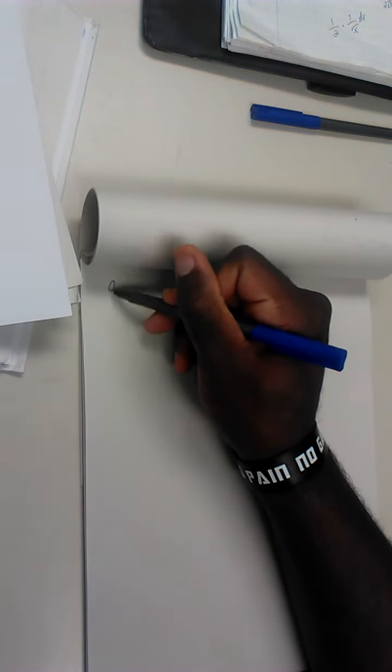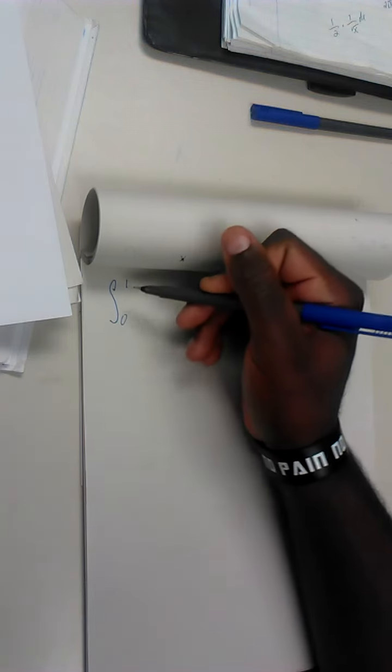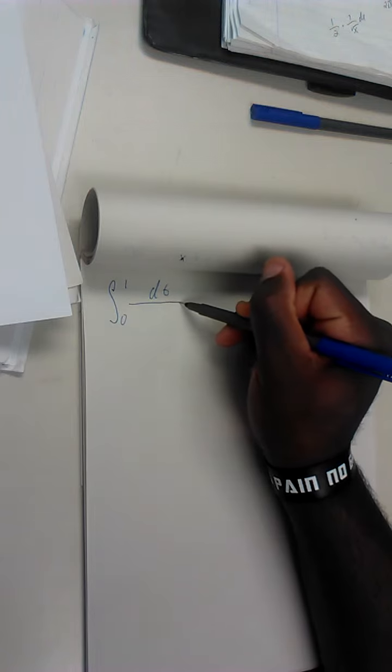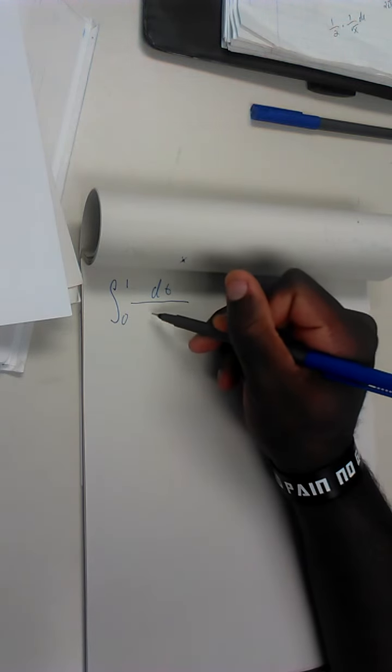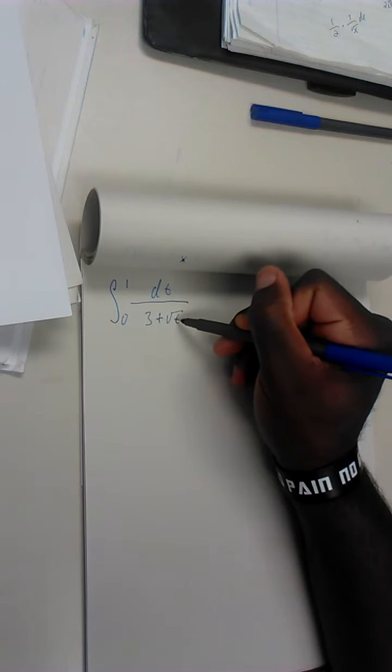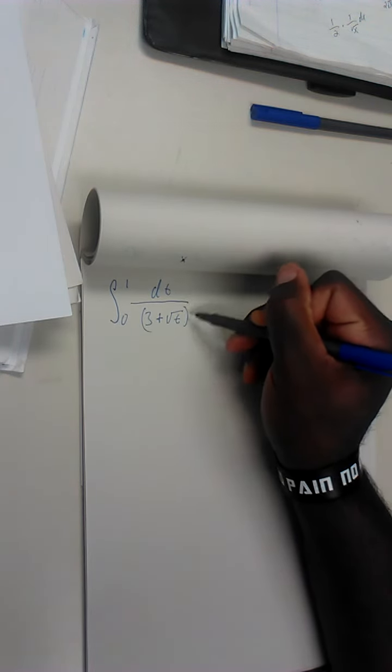All right, let's go ahead and look at another example. This one might be kind of long, but it's a pretty good one. So in this case, let's go ahead and look at the integral going from 0 to 1 of dt all over 3 plus radical t to the 6th.